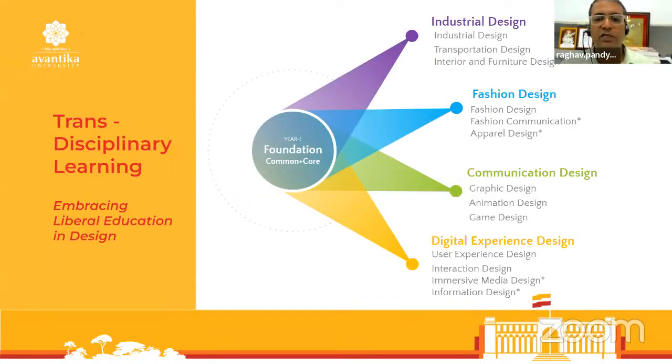So we have majorly four domains where we have a common foundation year. Every student, whether coming to the master's program or a bachelor's program, goes through a short and crisp foundation program. Then we have four specializations: industrial design, communication design, digital experience design, and fashion design. We have industrial design, transportation design, and interior furniture design as part of the industrial design program. We have fashion design and fashion communication as a separate program.